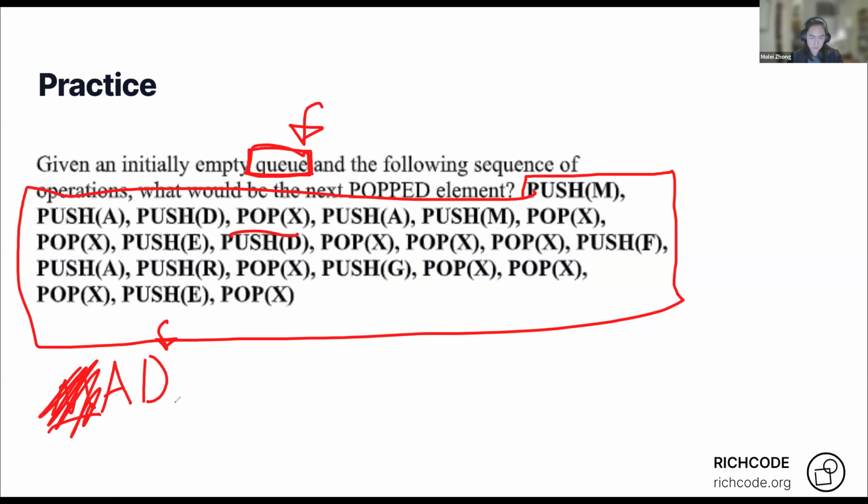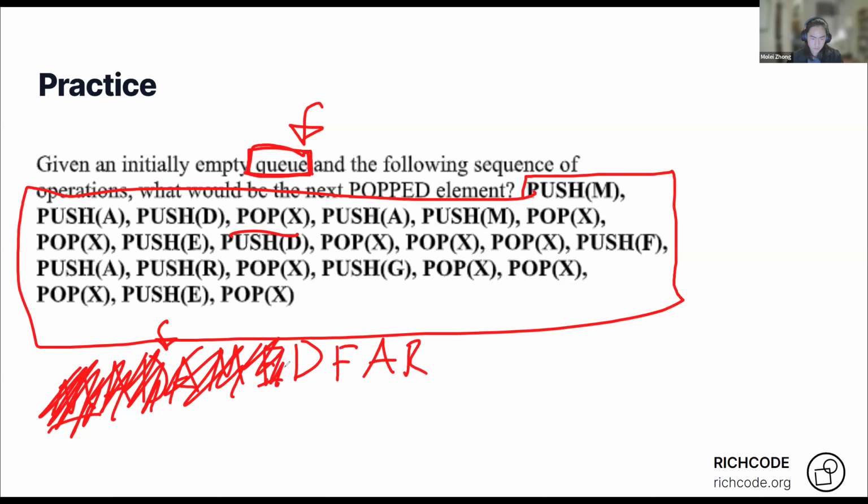And then we push A, we push M, then we pop A, we pop again, and we push E, push D, pop and pop. Oh, wait, one more pop. Push F, push A, push R, pop, push G, pop, pop, pop, push E, and then we pop. And then E is the only remaining thing in the queue, and it will be the next popped element.